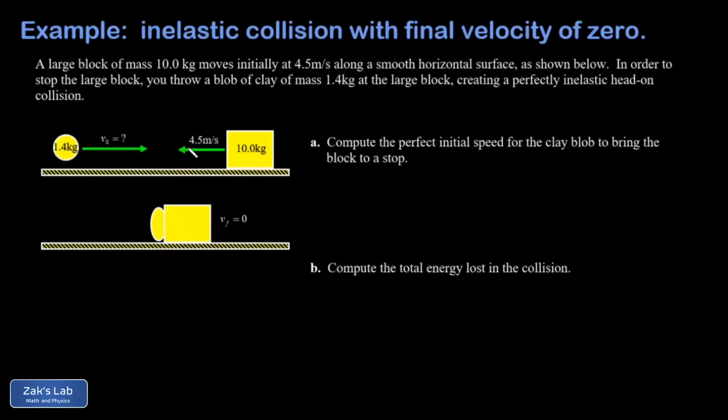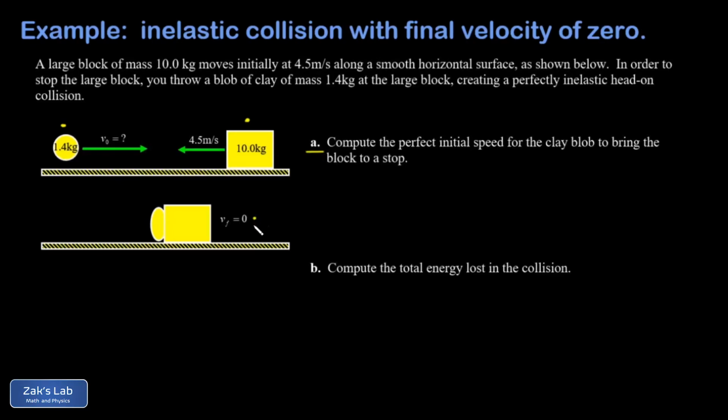In this video, we're looking at a perfectly inelastic collision, and the setup to this problem is that I have a block of mass 10 kilograms moving to the left at 4.5 meters per second. And what I want to do is throw a 1.4 kilogram blob of clay directly to the right, smash it into this block, and have the final speed come out to 0. So I'm trying to get the perfect speed for that clay blob to cause everything to stop.